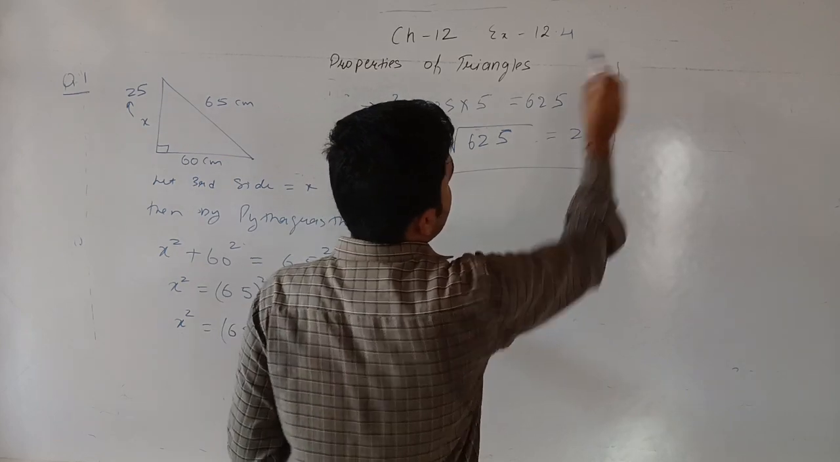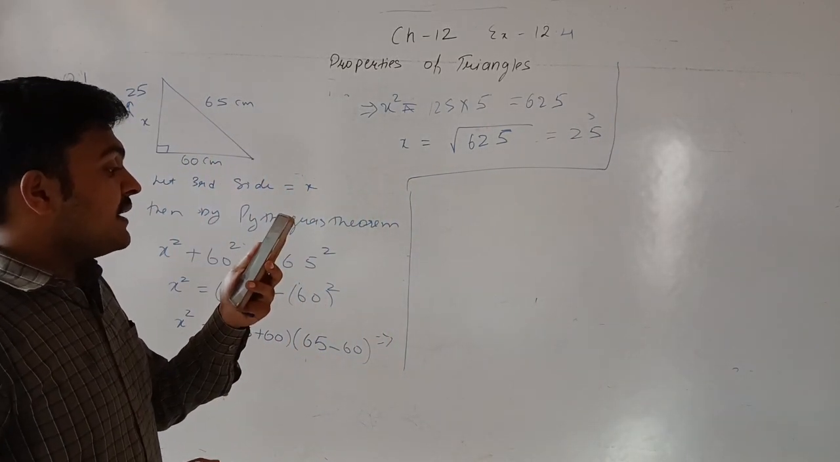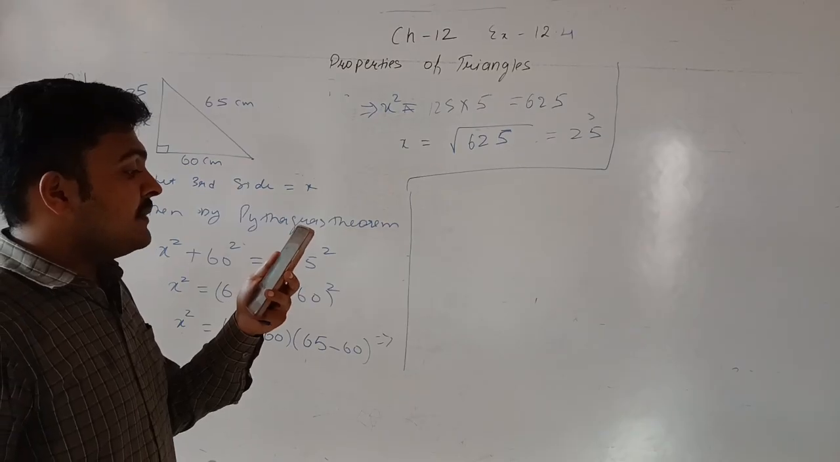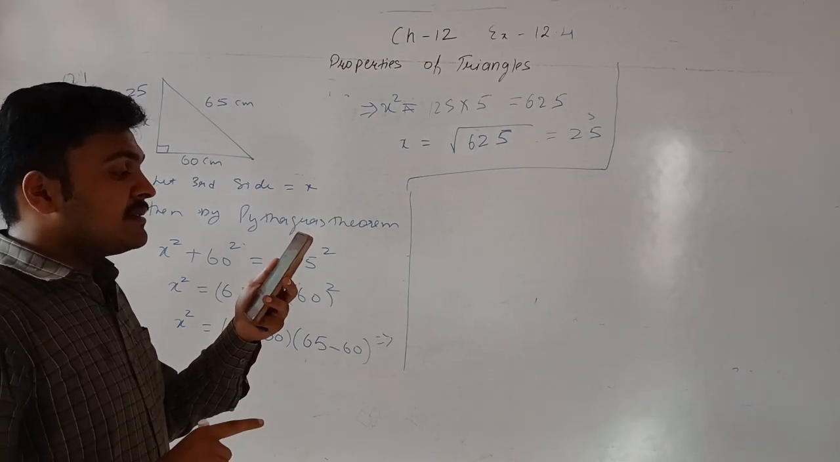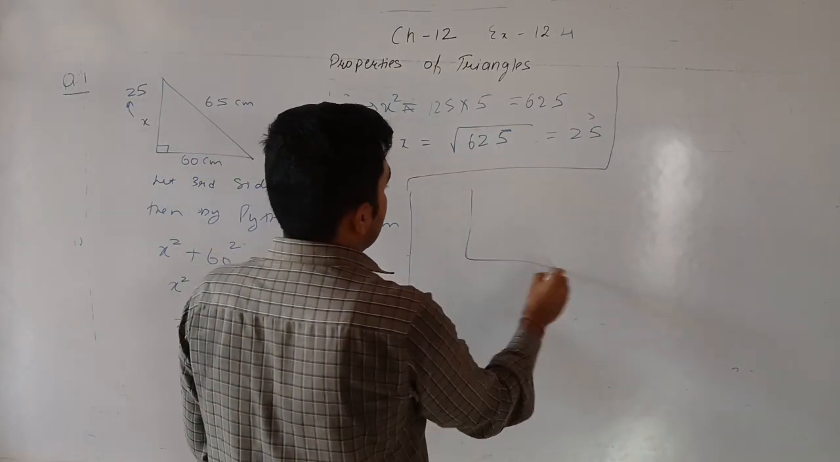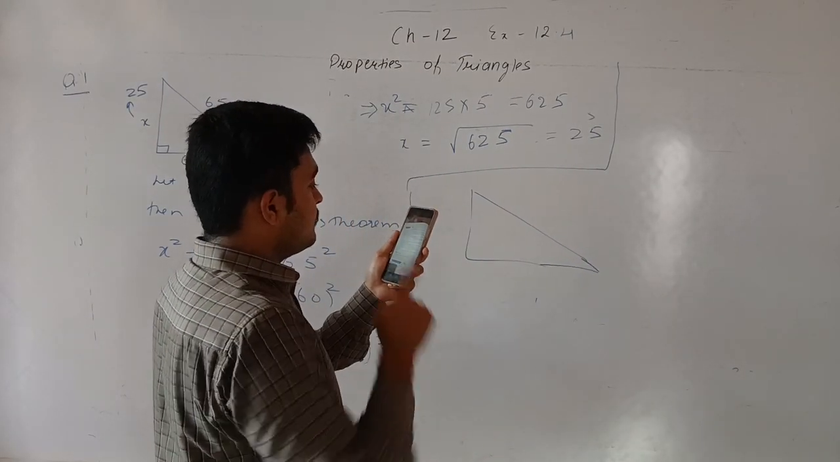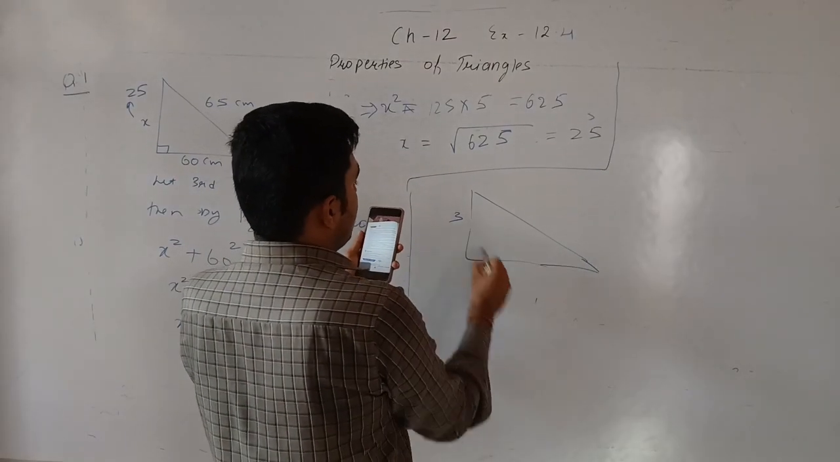Now we'll move to the next question. Question number 2. The sides of a triangle are 3 centimeter, 4 centimeter, and 6 centimeter. Determine if it is a right angled triangle. So we have to check if it is a right angled triangle or not. So we know the converse of the theorem.